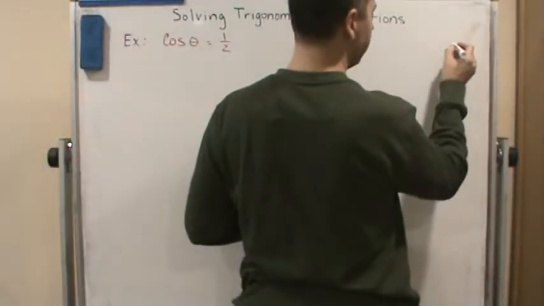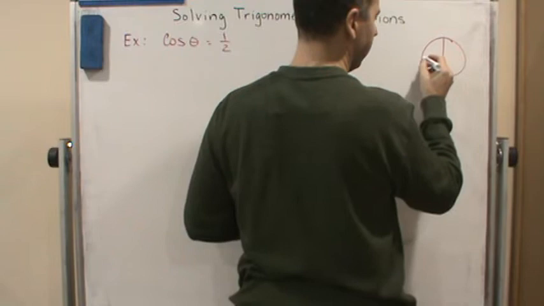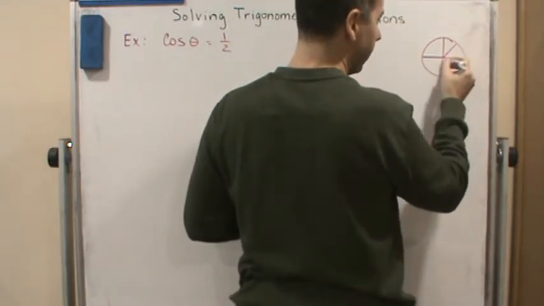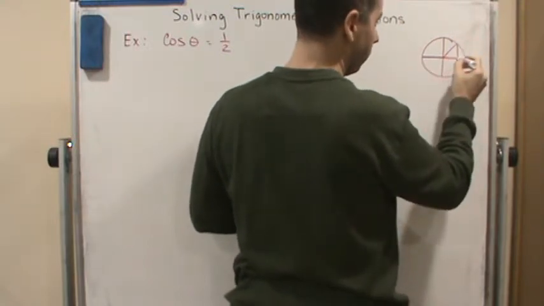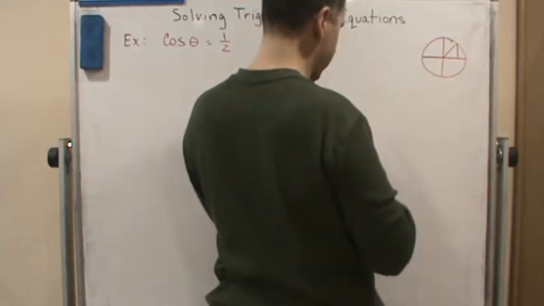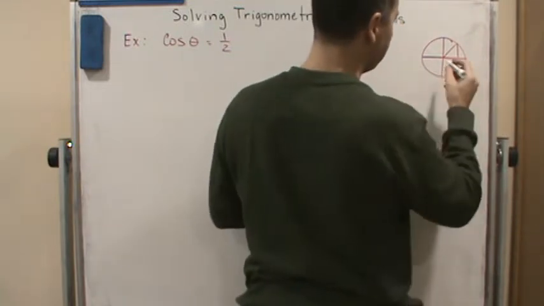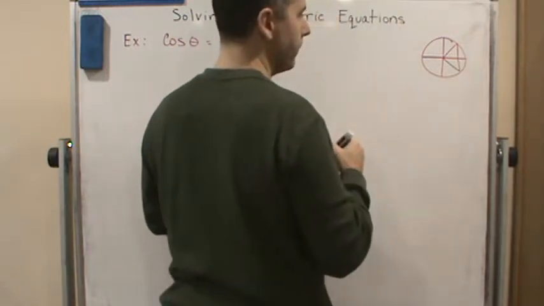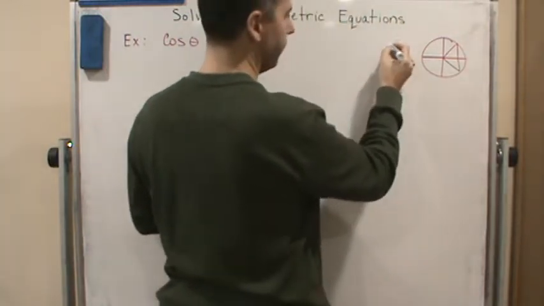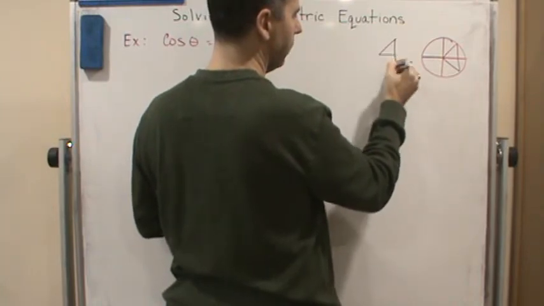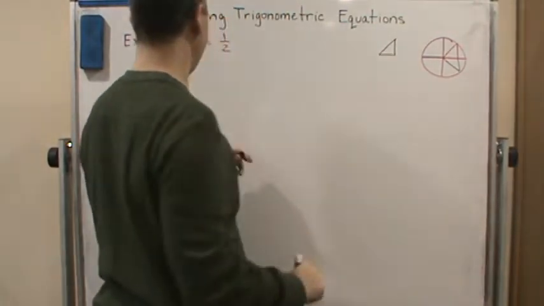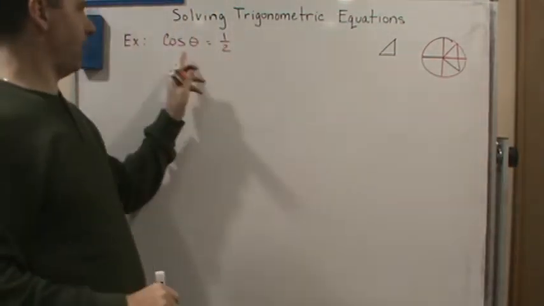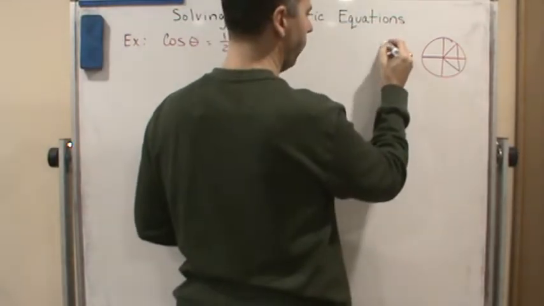So again, if you come over here and look at the unit circle, we get a triangle here, right? And we get another triangle here, right? And if you think about the triangle, what's the cosine? It's opposite over hypotenuse. Or excuse me, I'm sorry, adjacent over hypotenuse for cosine. So it's going to be 1 over 2.